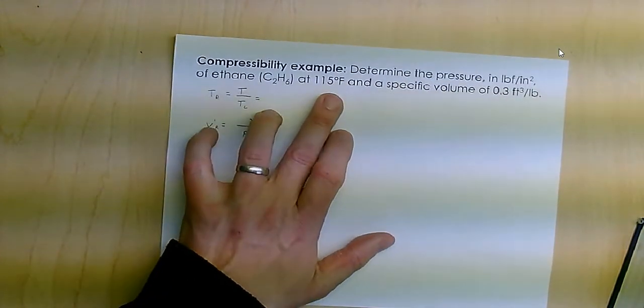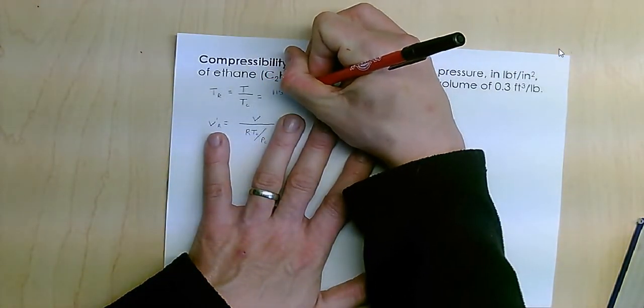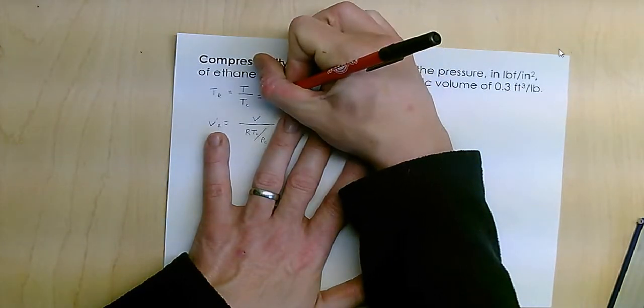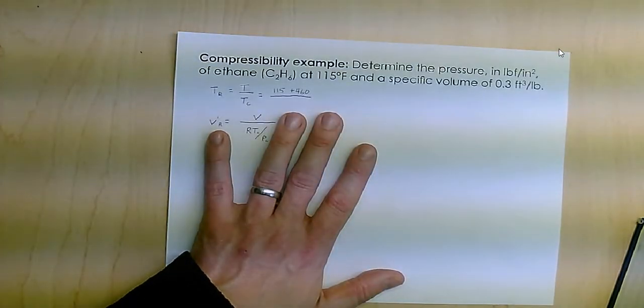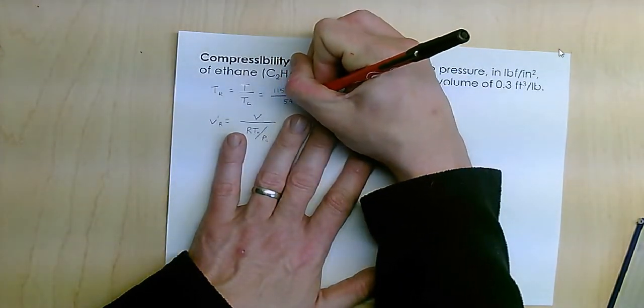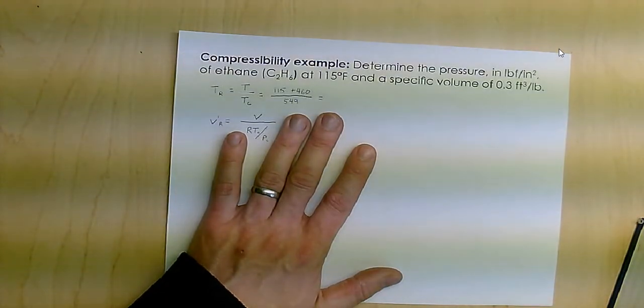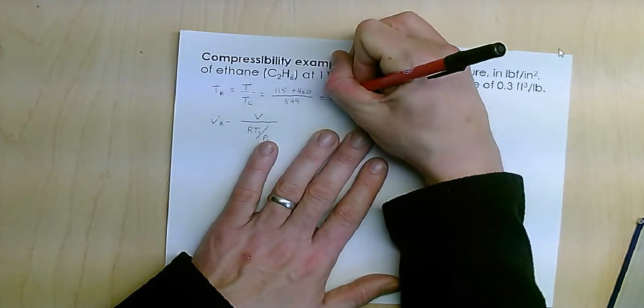So again, my temperature, and I'm going to need this in Rankine, so it's going to be 115 plus 460, divided by, again, 549, that was in Rankine, and I get a reduced temperature of 1.05.